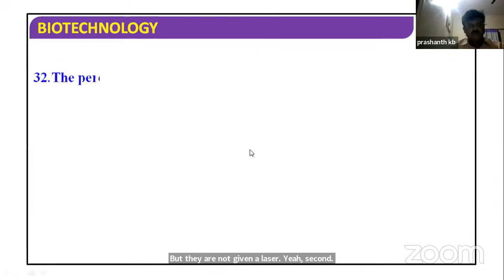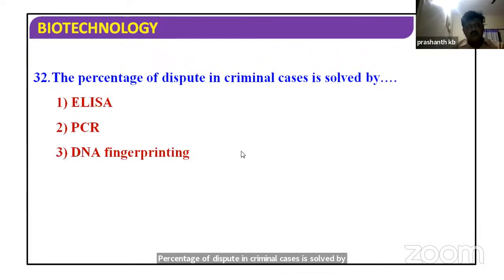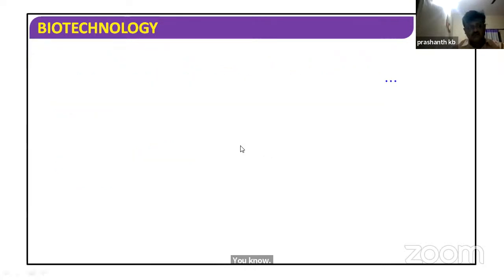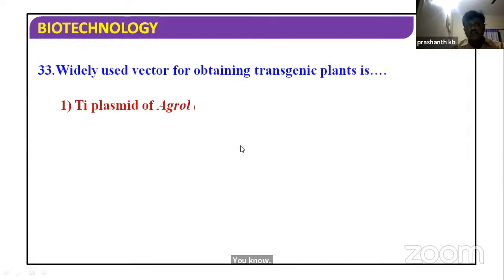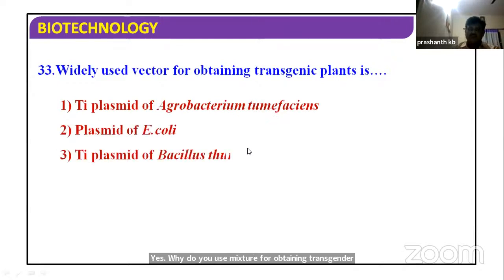Next. The percentage of dispute in criminal cases is solved by, in criminal cases, DNA fingerprinting, a molecular biology question, actually a chapter question. Next. Widely used vector for obtaining transgenic plant. Option 1 is the correct answer. Ti plasmid, from Agrobacterium.